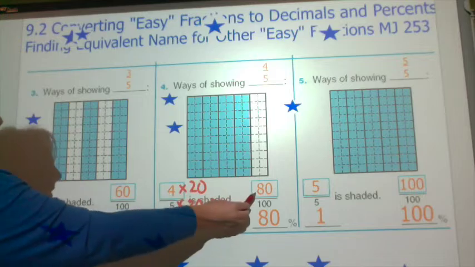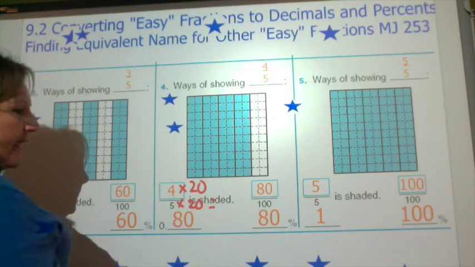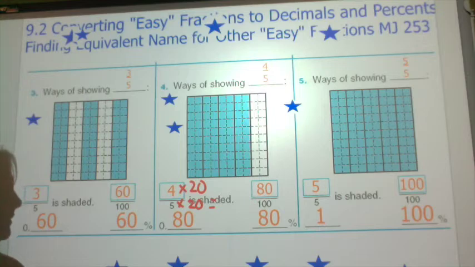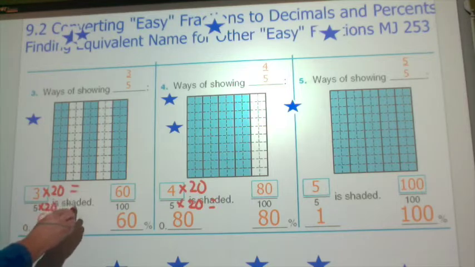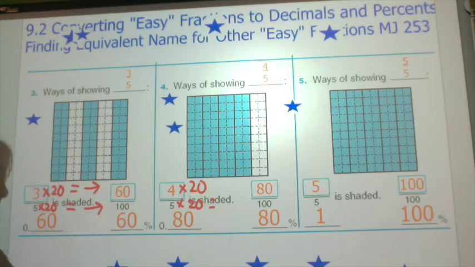4 times 20 is 80. 5 times 20 is 100. Same thing for this. 5 times 20 is 100, and if I do that to the denominator, I need to do that to the numerator. 3 times 20 is 60. As you can see, they are equivalent fractions.